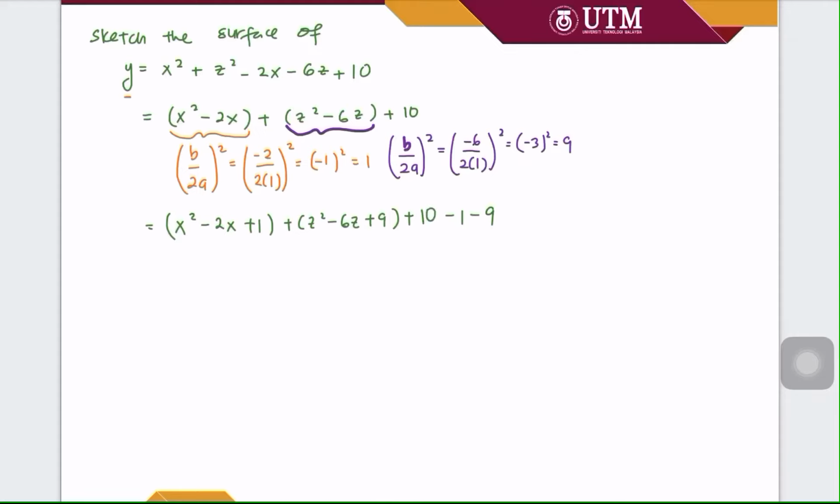Therefore, you need to simplify. 10 minus 1 minus 9 is already 0. Therefore, you will have x squared minus 2x plus 1, plus z squared minus 6z plus 9. Now you need to factorize. For this one, you will have x, 1, 1, and minus 2, you have minus.